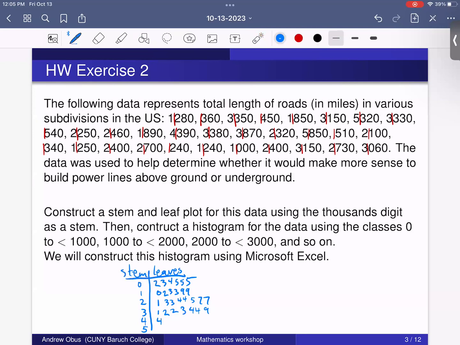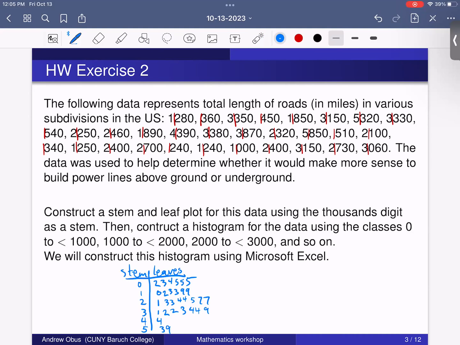And then over here with the 5, the only data point I think is 5850. So that rounds to, oh no, there's 5320 and 5850. So this rounds to 5, 3, and this rounds to 5, 9. So we'll use that. So we got 3 and 9.